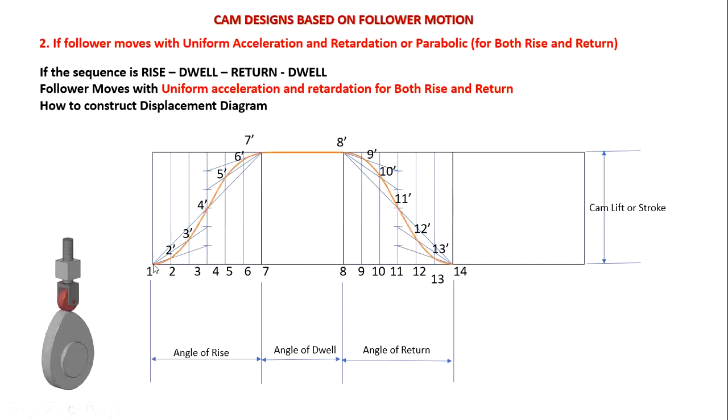Now if we join the line like this, this is the displacement profile for uniform acceleration and retardation. So now this is the displacement diagram for a follower if it is following uniform acceleration and retardation, or parabolic.